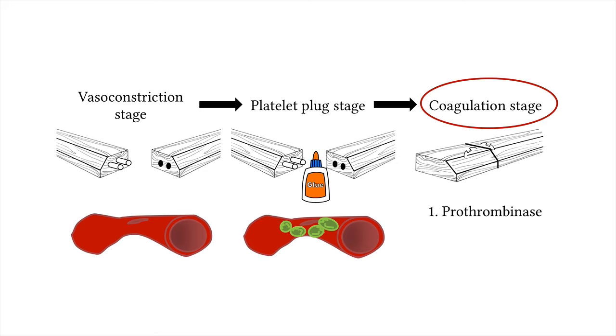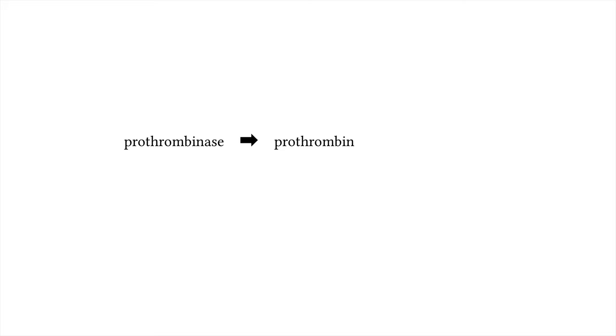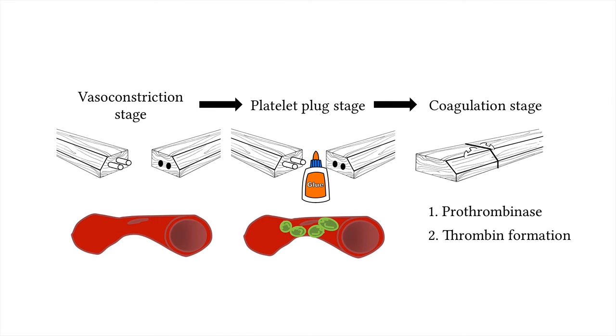Whenever you see a word ending with ASE, you know it's an enzyme. And prothrombinase is an enzyme that works on prothrombin. Prothrombin is made by the liver and released into the blood. Under normal conditions, it's always present in the bloodstream. Prothrombinase works on prothrombin to create an active chemical called thrombin. Now, this is one of the rare exceptions to the ASE rule for enzymes because thrombin is also an enzyme. The creation of thrombin is the second stage of blood coagulation.